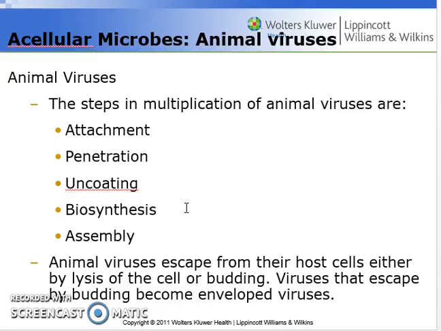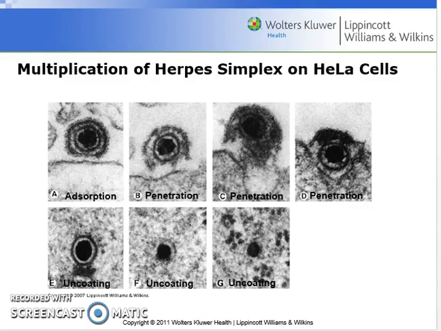So when a virus is able to escape a host cell through the process of budding, then typically it's going to become what's known as an enveloped virus. And the reason for that is because the virus will pick up some of the membrane that it's fusing out of the animal host cell, and so that envelope becomes a part of the virus itself.